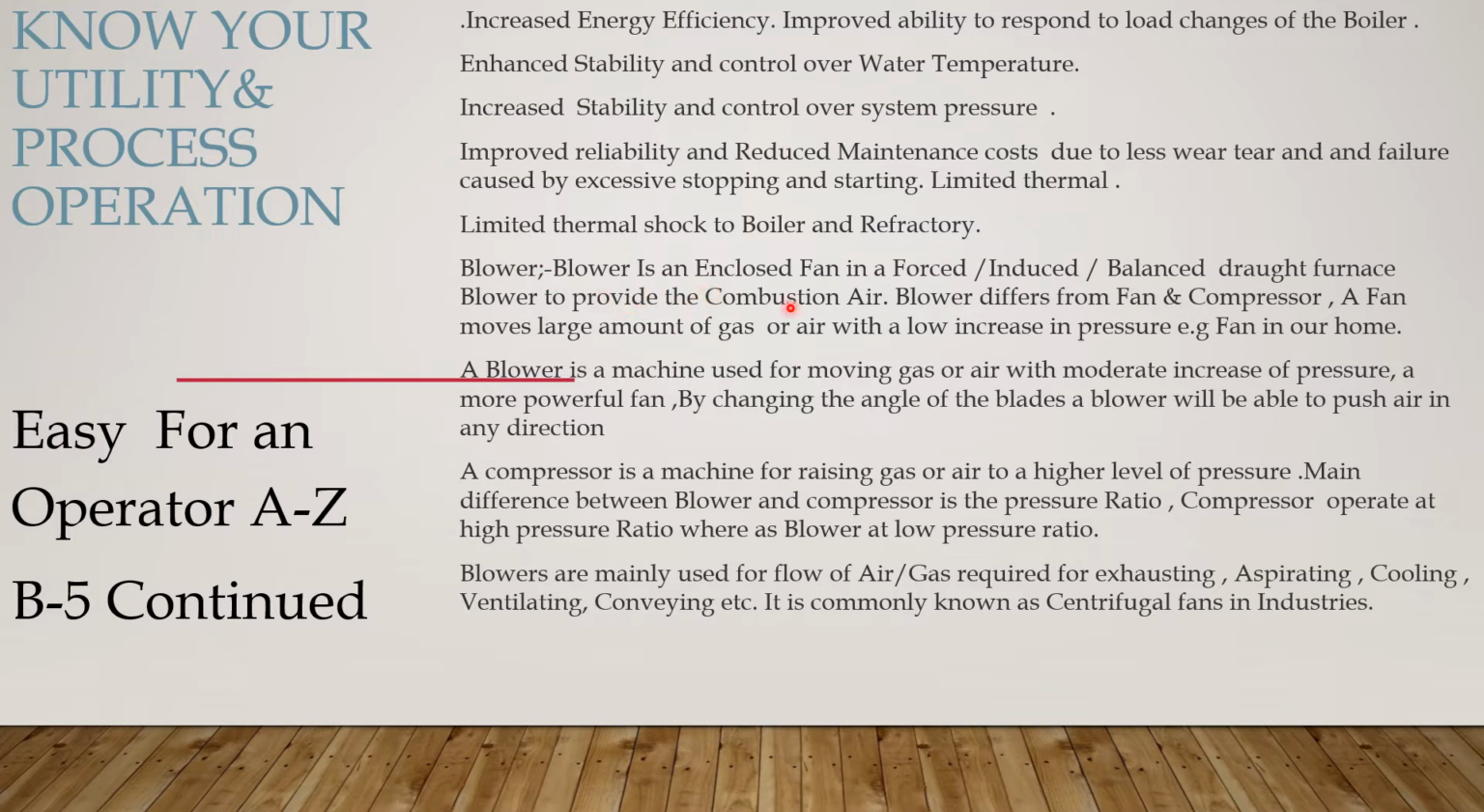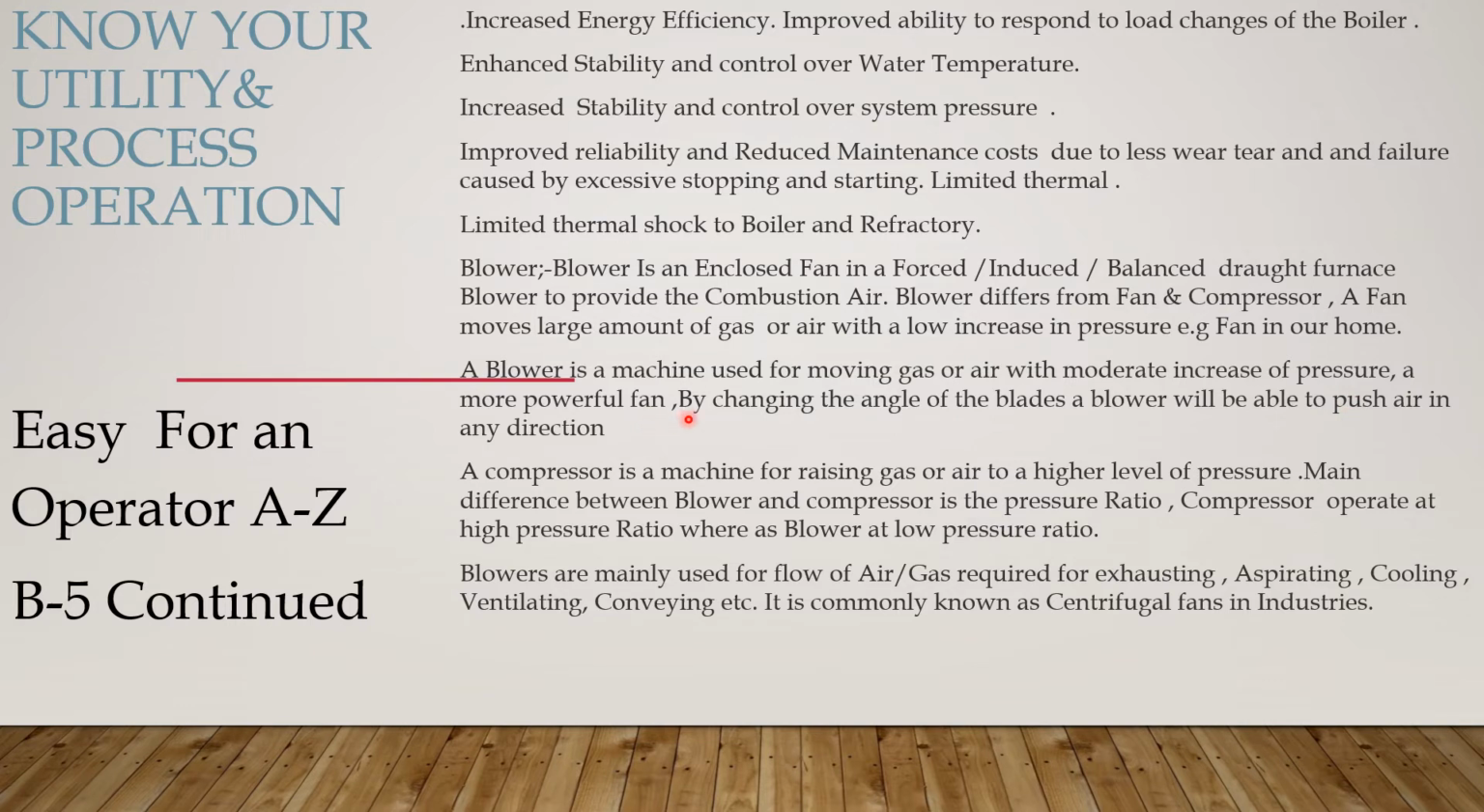A blower is an enclosed fan in a forced, induced or balanced draft furnace. The blower provides the combustion air. A blower differs from a fan and a compressor. A fan moves a large amount of gas or air with a low increase in pressure. Example, a fan in our home. A blower is a machine used to move gas or air with a moderate increase of pressure.